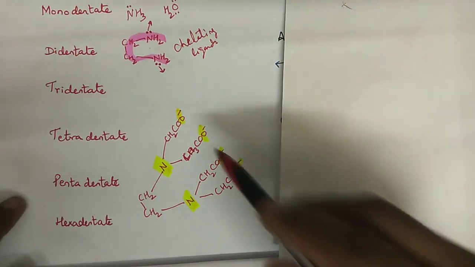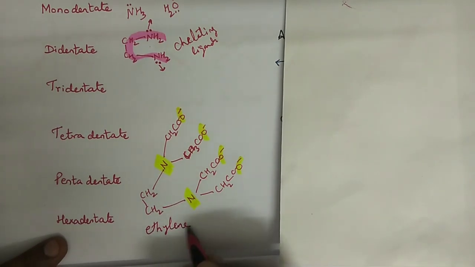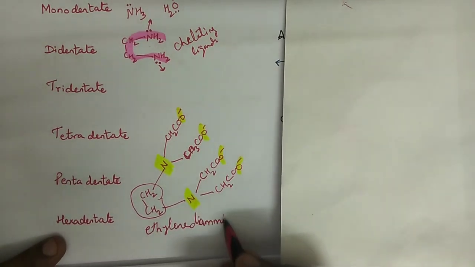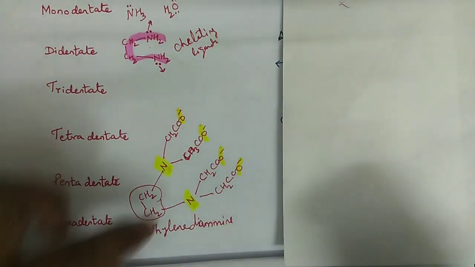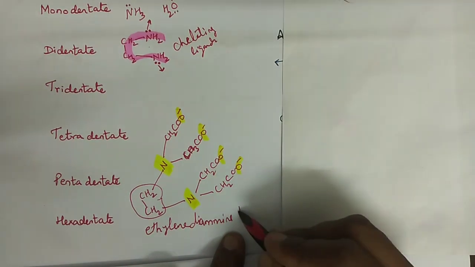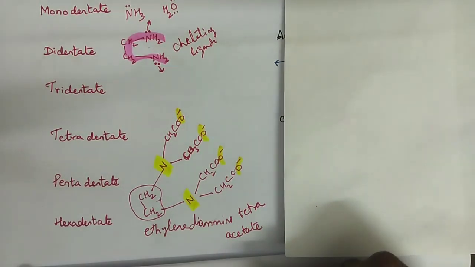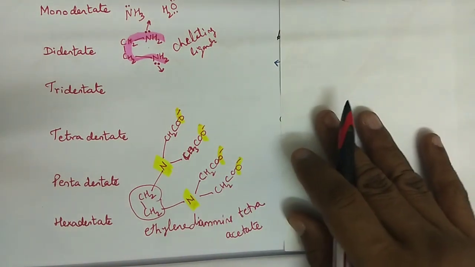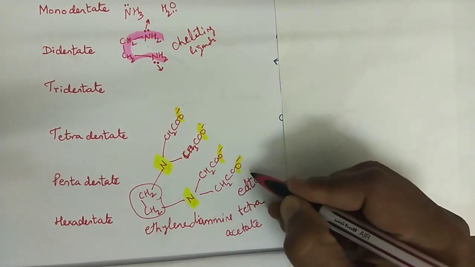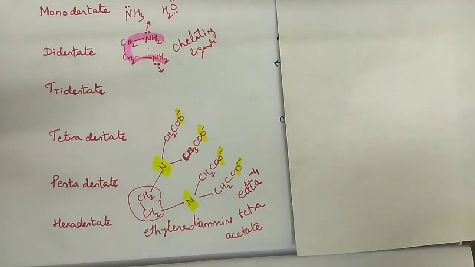So there are six donor sites with this molecule attached, and the name of this molecule is very simple. It is ethylene, because here is ethylene, you can see. And then diamine, this part is similar to this, and the name was ethylene diamine. So here is ethylene diamine, and then tetra, because four, tetraacetate, 1, 2, 3, 4 tetraacetate, and the short symbol for this is EDTA, ethylene diamine tetraacetate, with four negative ions. So that was all about the denticity of the ligands.